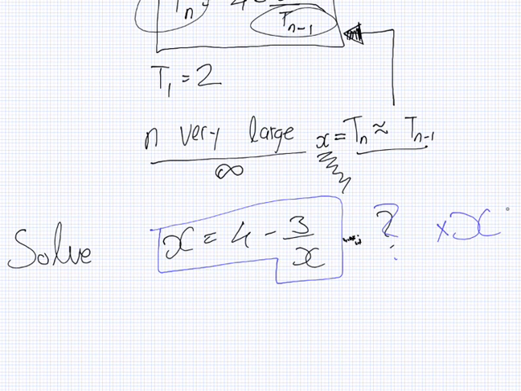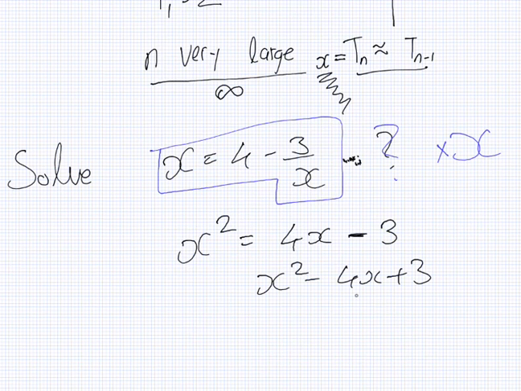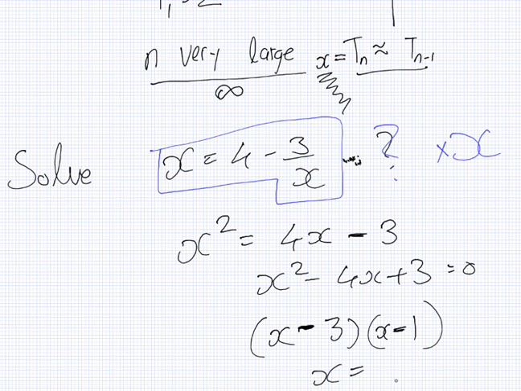Multiply by x. So then you get x squared equals 4x minus 3. Now what type of problem is this? Quadratic, isn't it? And what are the solutions? X minus 3 and x minus 1, is it? Yeah, 3 and 1. So what is the x here? 3 or 1. Now we have two answers, but we know which is the right answer. Which answer was the correct answer? It was the 3, wasn't it?